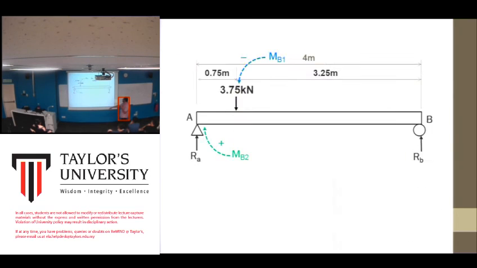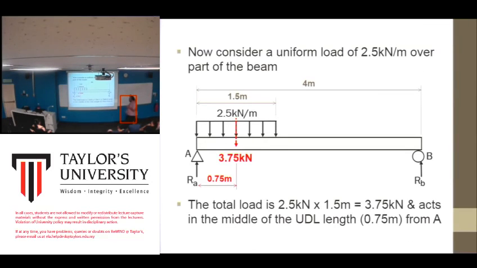So 2.5 times 1.5, you will get 3.75 kilonewton. So for the distance, you need to divide into two: 0.75 from here to here, and then here to B, so 4 minus 0.75. That is the new distance of the point load.